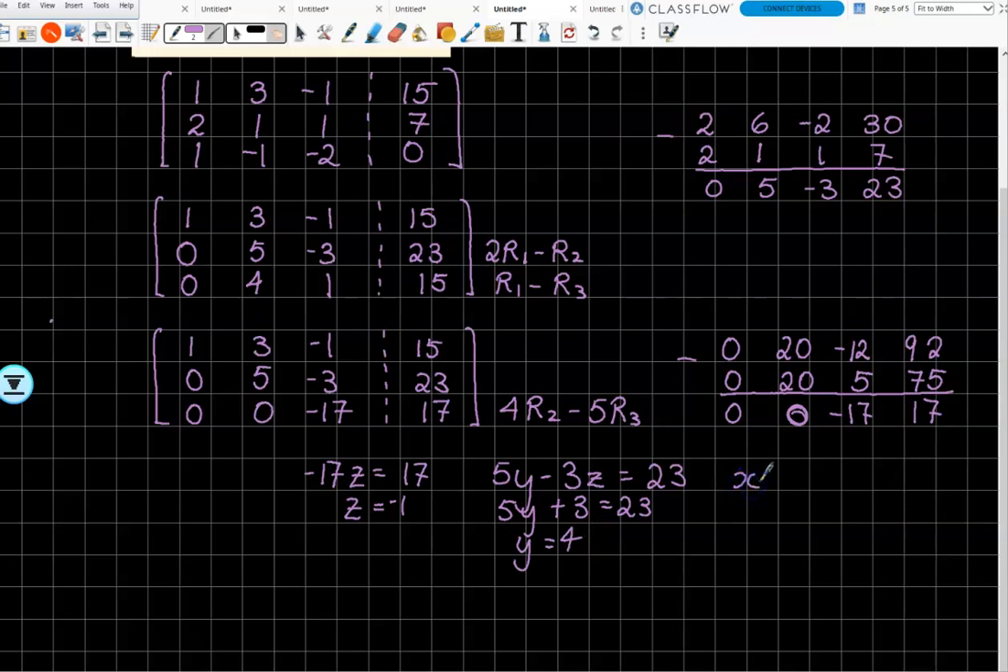So we've got X plus 3Y. Y, we've just found, is 4. So plus 12 minus Z. So minus Z becomes minus 1, and that is 15. 12, 13, so X is 2. Not that bad, right? As I said, you want to now just go back and practice these with numbers.